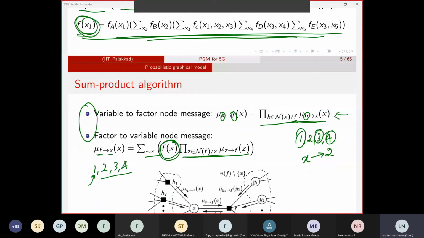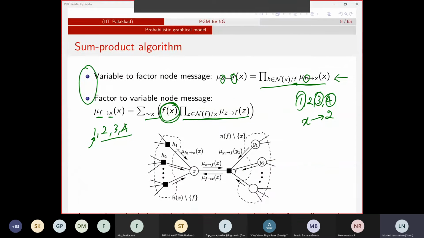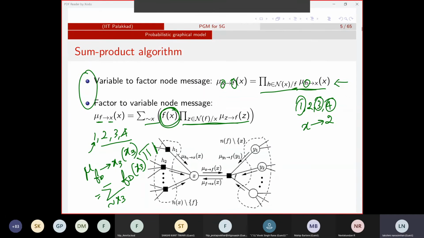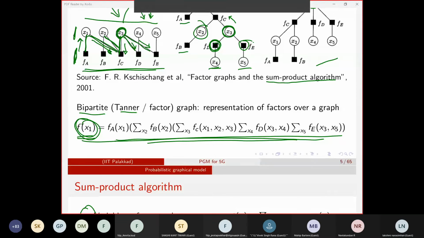So fd is connected to x4. So that's the message that it gets, and it has to send it to x3. So this will be mu of fd to x3 of x3. So this will be equal to summation over all x3 fd of x3, and the product, it is connected to only one, which is x4. Okay. So it is the message that is from x4 to fd. So this is the message that it gets. And this is forwarded to x3.